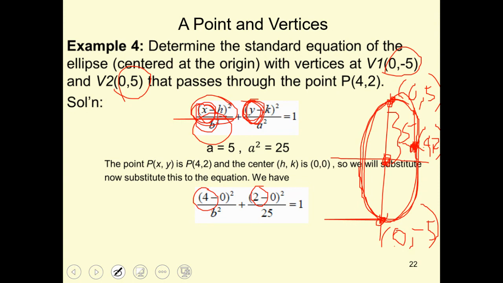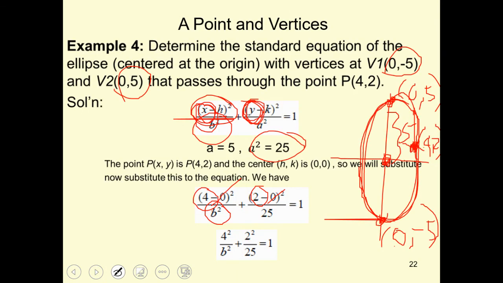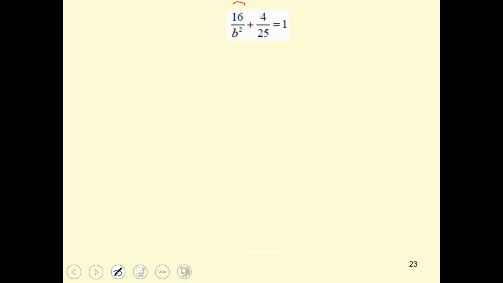So to find b squared, since we already know a squared, class, which is 25. So b squared is what we will look for so that we can get the standard equation. Okay? So 4 squared over b squared plus 2 squared over 25 is equal to 1. So 4 squared is 16, and 2 squared is 4. 16 over b squared plus 4 over 25 is equal to 1.